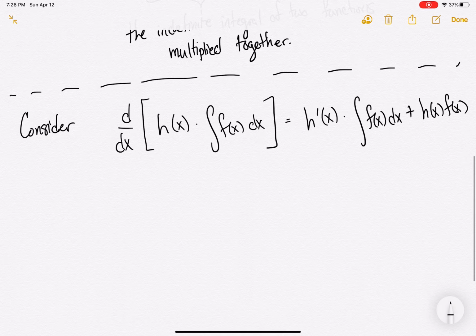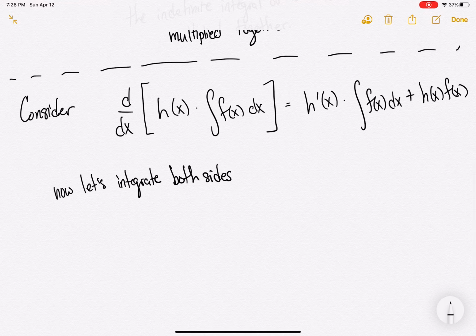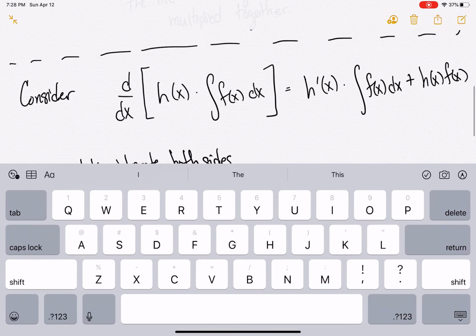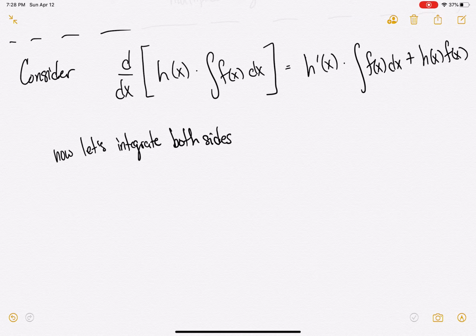Now let's integrate both sides. You guys can tell exactly why I'm so excited about this, because it's real math that I would be the kind of person to care about, and you guys are just like, no, none of us care.